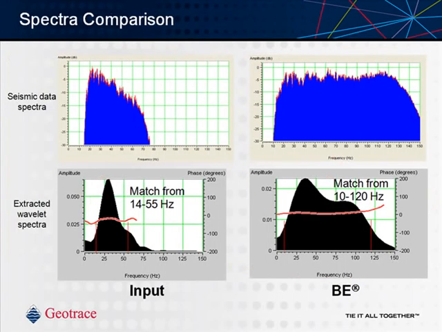So this is a comparison of the spectra. There's the input spectrum, the output spectrum. You see we went down about 5 hertz, and we increased quite a bit on the high end, about 70 hertz, I think it was. But you can see here, this is the extracted wavelets. We put a little bit more confidence in that.